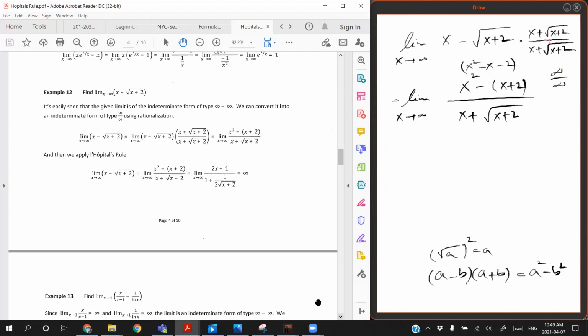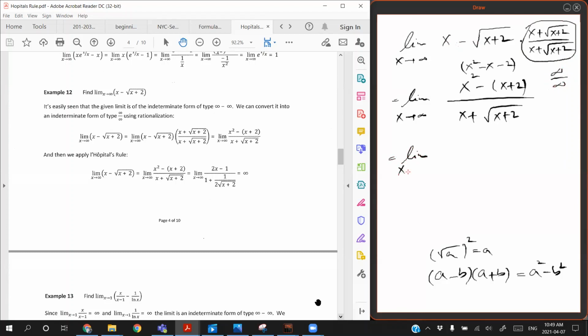Notice that by multiplying by this fraction, I changed the format of this function from a difference into a quotient, into a fraction. And that caused the transformation of infinity minus infinity to infinity over infinity, for which I can use L'Hopital's rule without changing the value, because this fraction here basically is 1. It's something over itself. So I'm not changing the value of this function. But now I'm changing the indeterminate form.